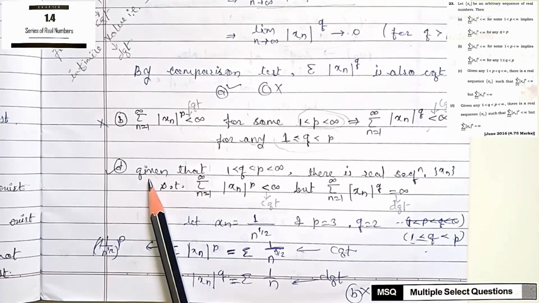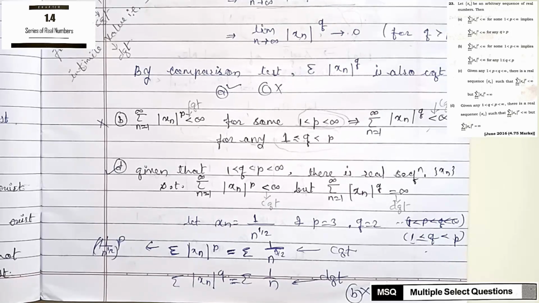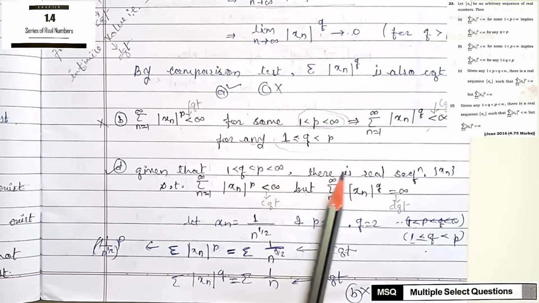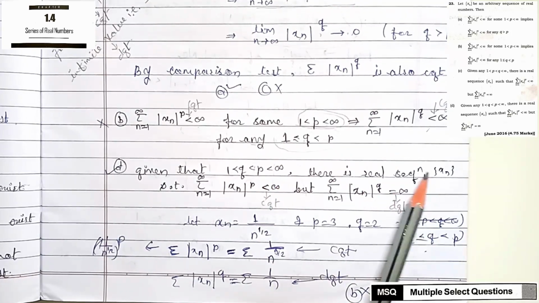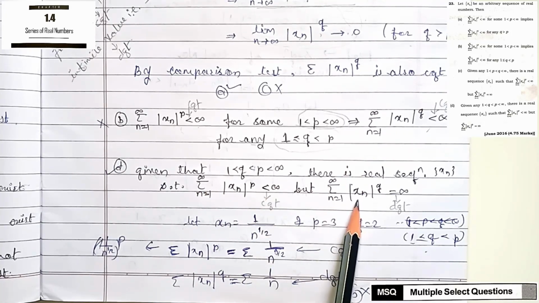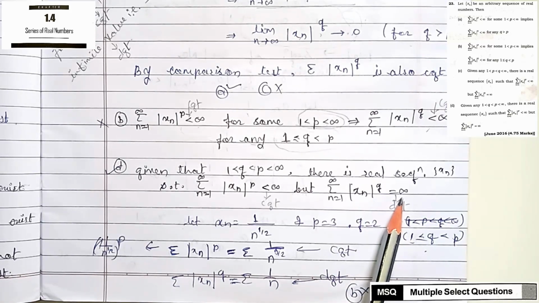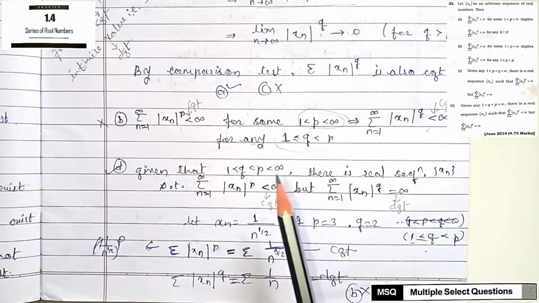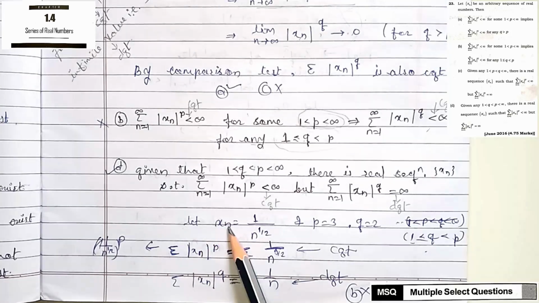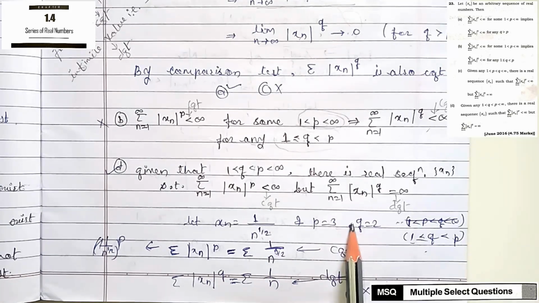Next, option D says that 1 is strictly less than q, strictly less than p, strictly less than infinity, there is a real sequence xn such that the sum of xn raised to p is strictly less than infinity, but the sum of xn raised to q is equal to infinity. Let us see, we'll take a counterexample. If I take xn equal to n to the power 1 by 2, and I consider p is 3, q is 2.